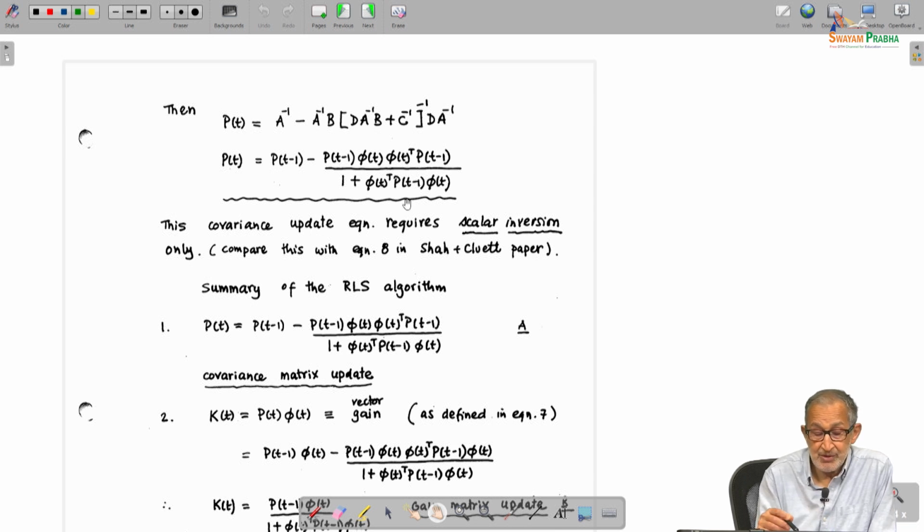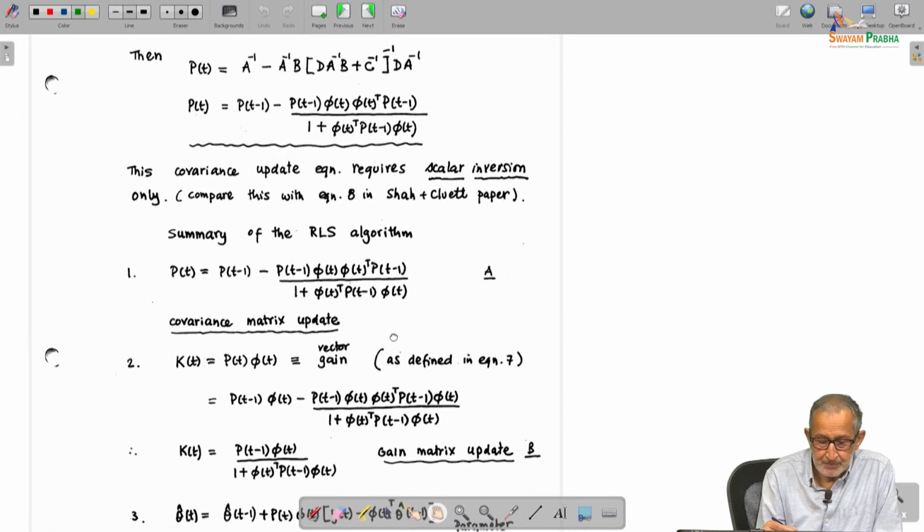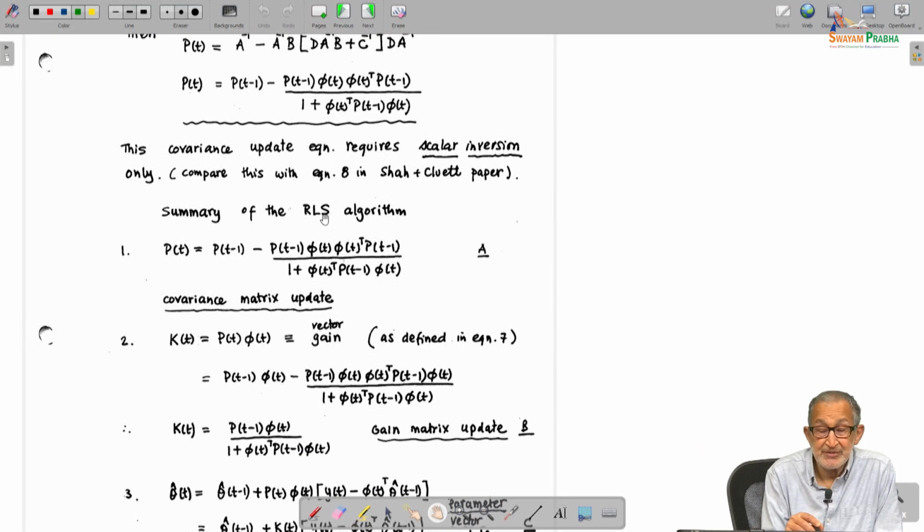Compare this to equation 8 in a paper, and I'm going to also have this paper uploaded and available with these set of slides. So the summary of the recursive least squares algorithm is: update the covariance matrix using this expression, compute the gain matrix, which is P times phi of t. This is the vector gain matrix.